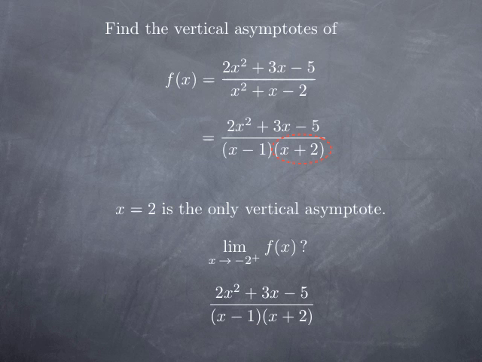To answer this question, let's look at the sign of the function when x is close to -2 but greater than -2. In that case, x plus 2 is a positive quantity, right, if x is greater than -2. On the other hand, x minus 1 is close to -3 because x is close to -2, so certainly it is a negative quantity. That means that the denominator as a product of a negative and a positive factor is negative.